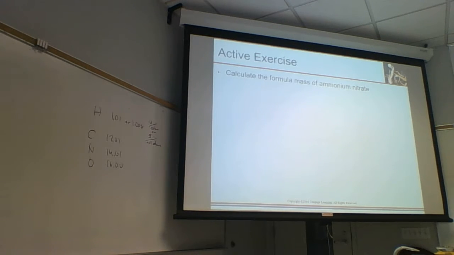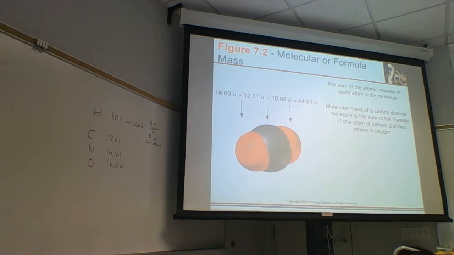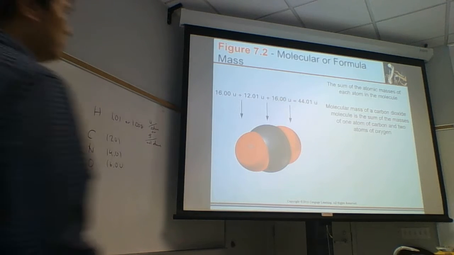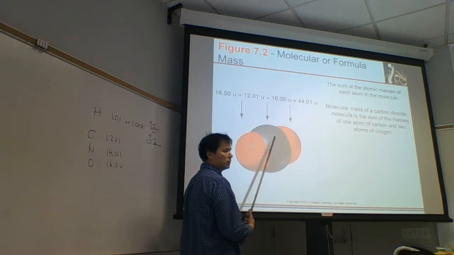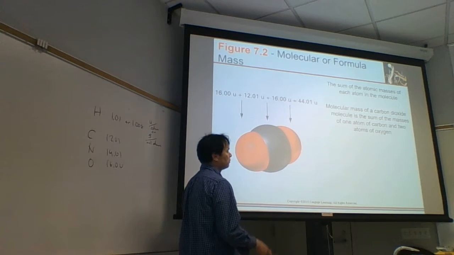All right, so let's go back to ammonium nitrate here. We did this, and so what do we say? We say it's 80.06 U per formula unit. Since it doesn't form molecules, we use the generic term formula units. We could have done the same thing with CO2 here. This formula unit is used for everything. And so this could be 44.01 U per formula unit of CO2, formula unit being one molecule.